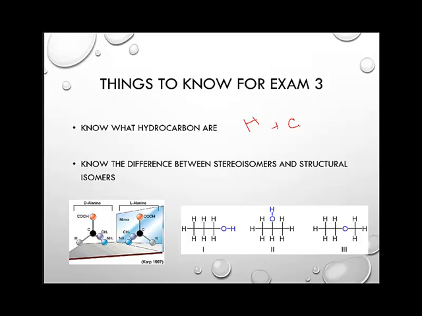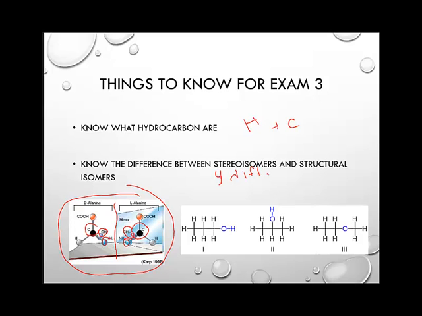Next, you need to know the difference between stereoisomers and structural isomers. Stereoisomers are the thing on the left-hand side. Notice that they are mirror images of each other. So nitrogen's in the front here, nitrogen's in the front here. CH3's in the back, CH3's in the back. You can't superimpose these. So the things coming off the carbon are all the same, they're just arranged differently around the carbon. Remember, when you're doing that, you have to have 4 different things coming off of that carbon.